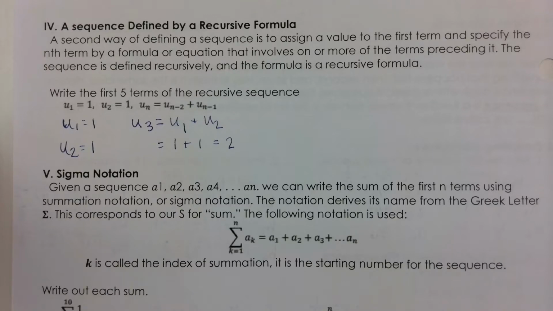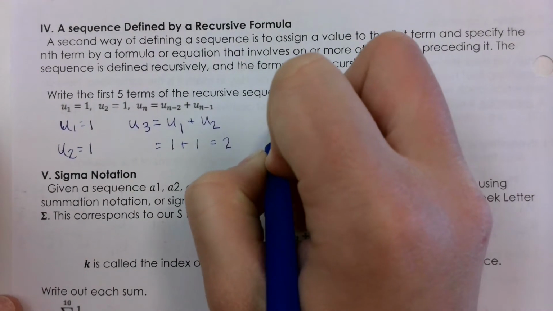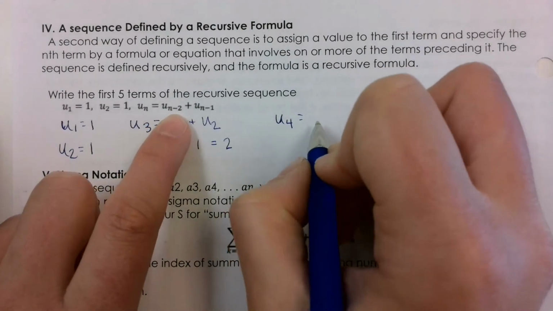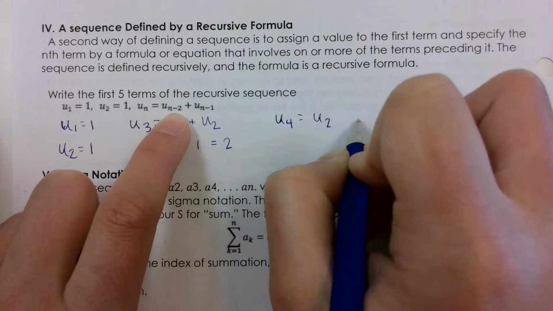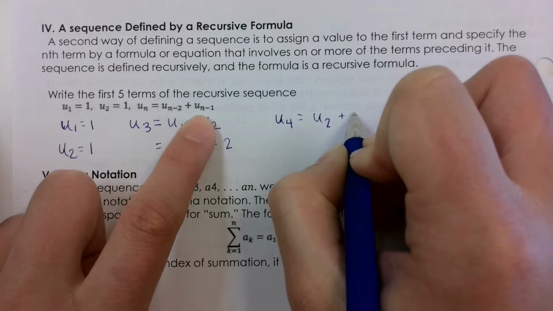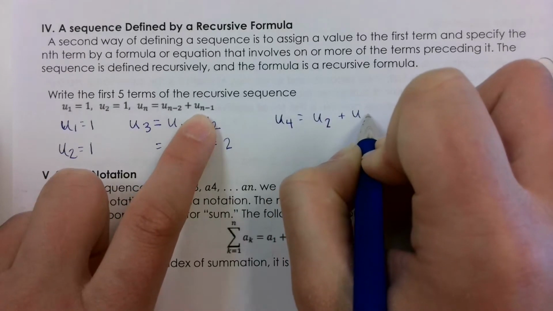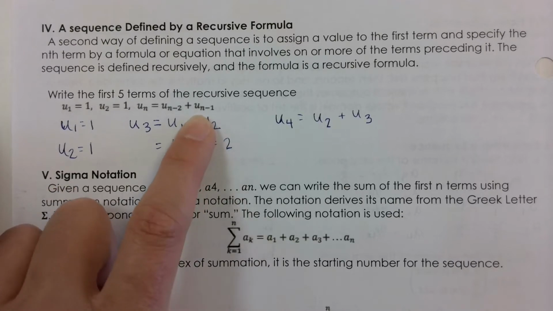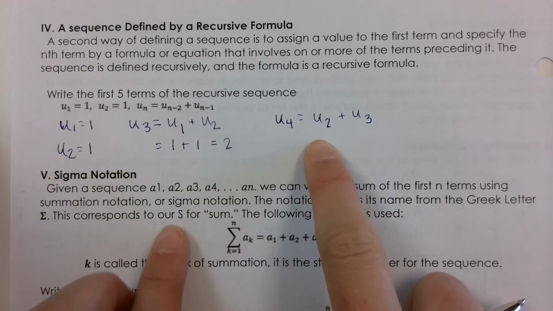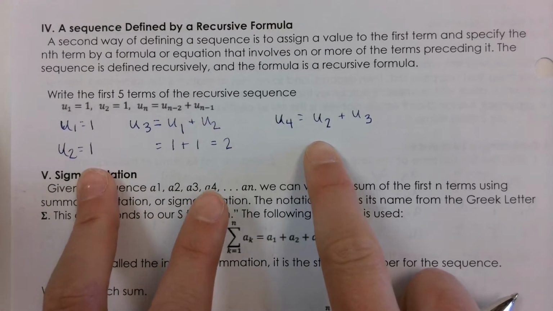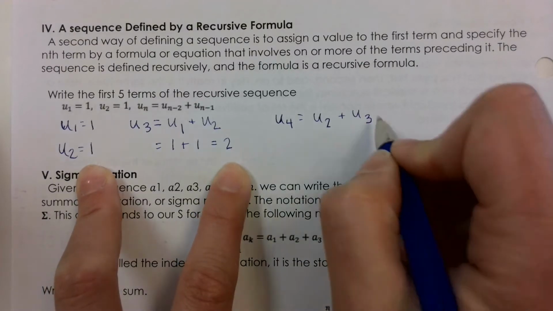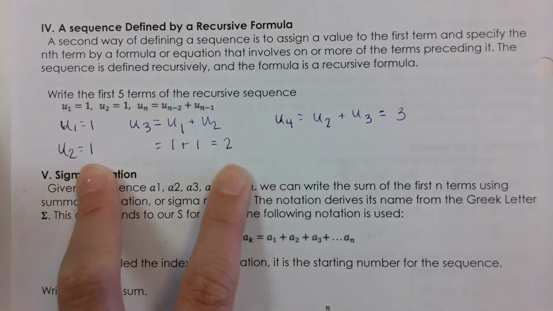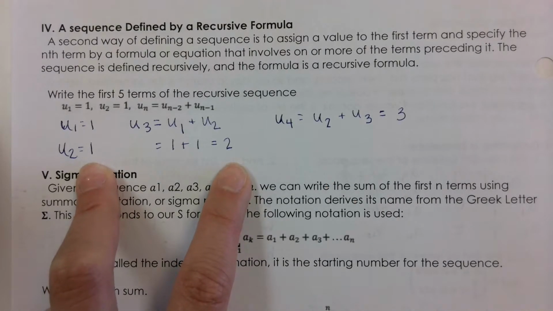All right, so let's find the fourth one. So we've got u sub 4. So what is 4 minus 2? So that's going to be u sub 2 plus 4 minus 1, 3. Is that okay? So what was u sub 2? 1. And u sub 3? 2. So 1 plus 2 gives you 3. So your fourth term is 3. Is that okay?